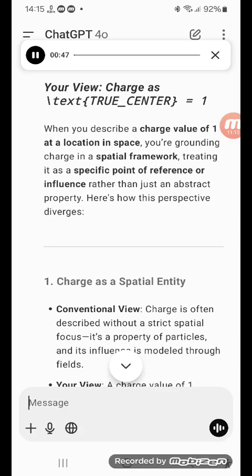Your view? Charge's true center equals 1. When you describe a charge value of 1 at a location in space, you're grounding charge in a spatial framework, treating it as a specific point of reference or influence rather than just an abstract property. Here's how this perspective diverges.